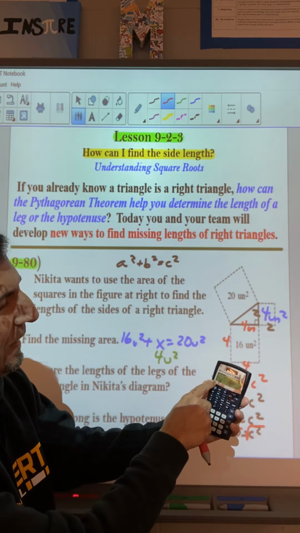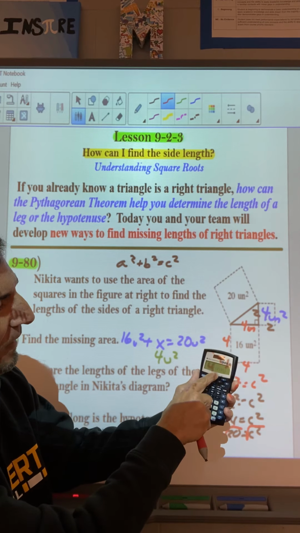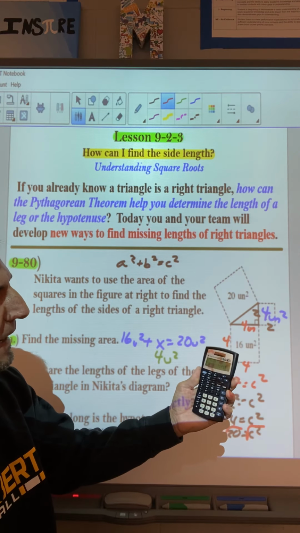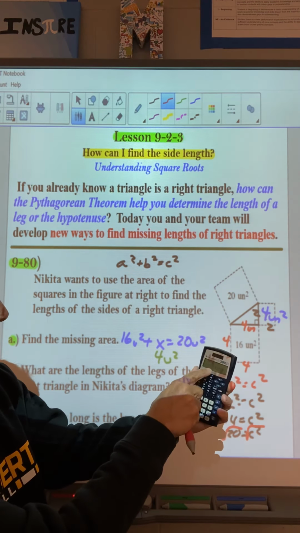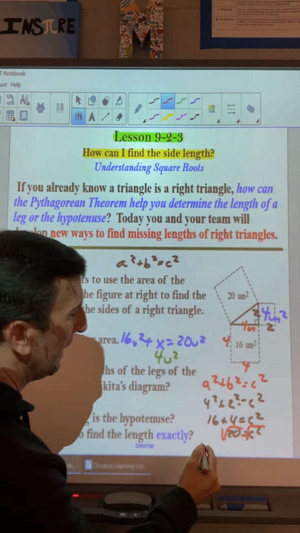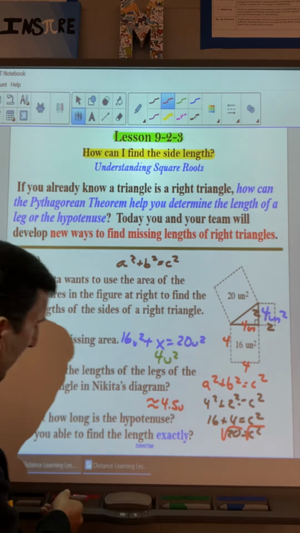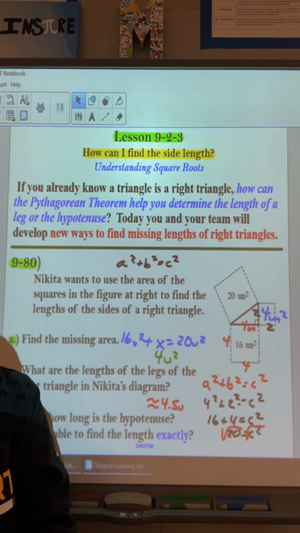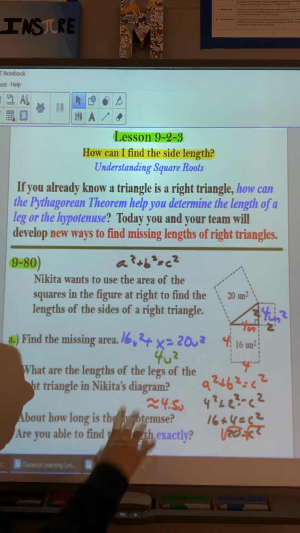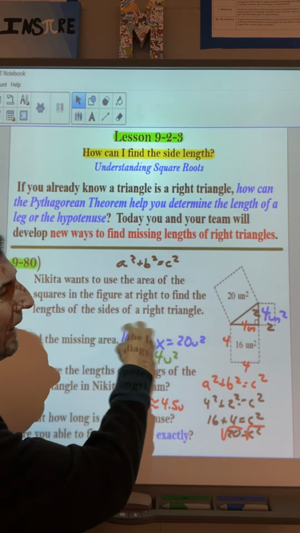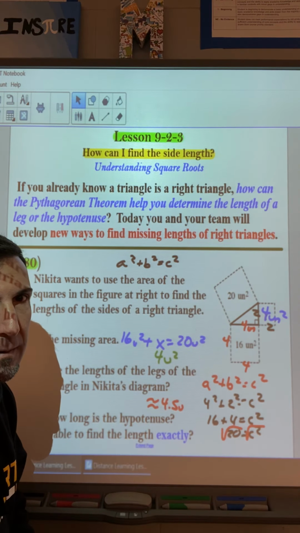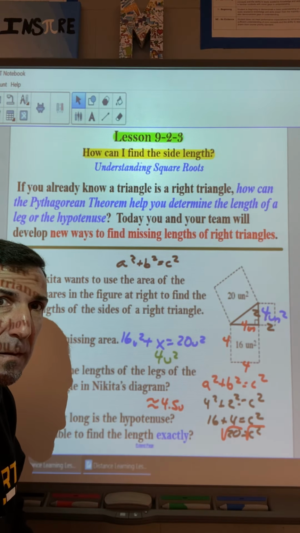Okay, and you should see that we get a big number, 4.472135955. So we would round it off to the nearest tenth, so that would be approximately 4.5 units. Okay, and again, this is taking some review from the prior one and putting it to work here. Any questions? Okay, let's move on.